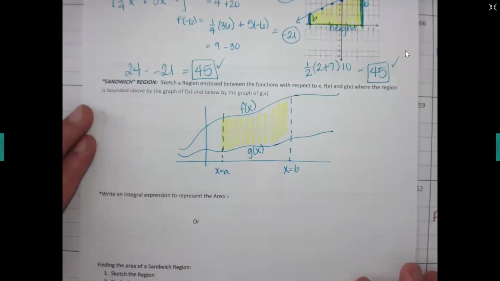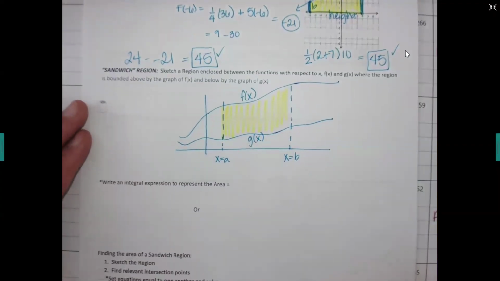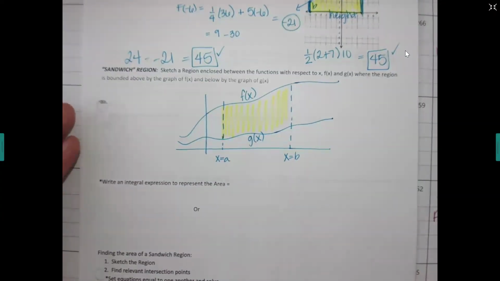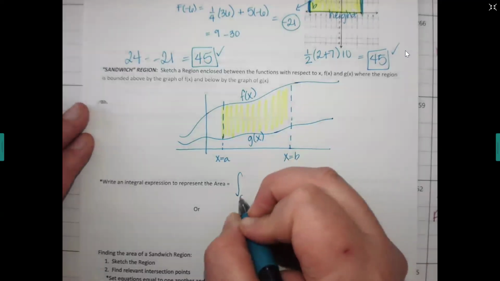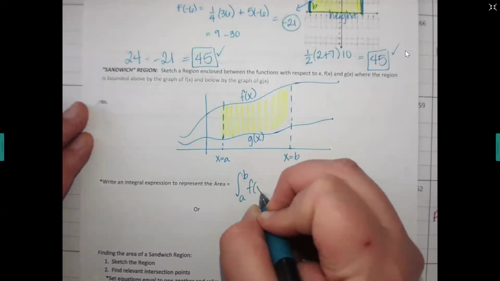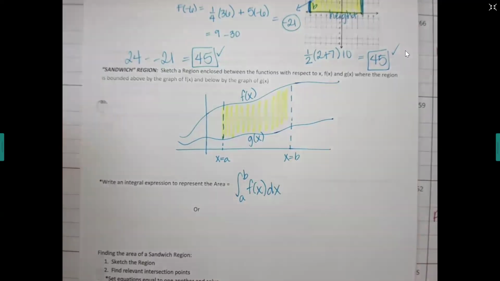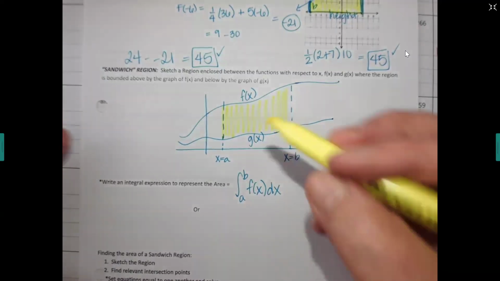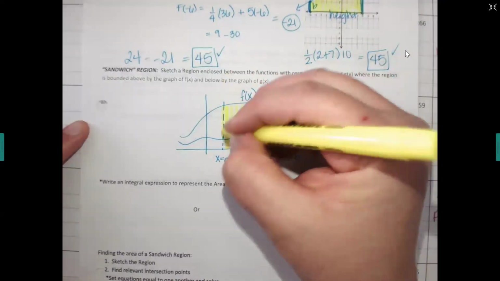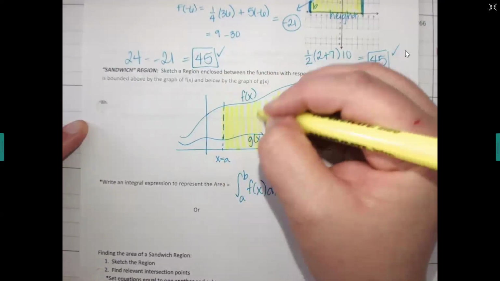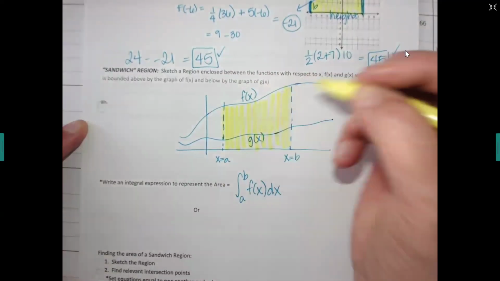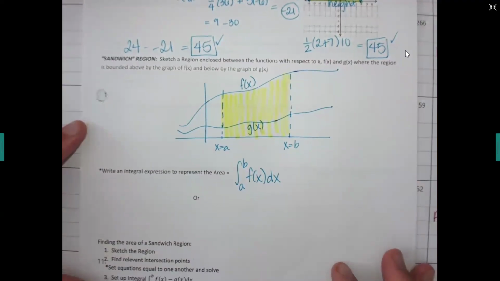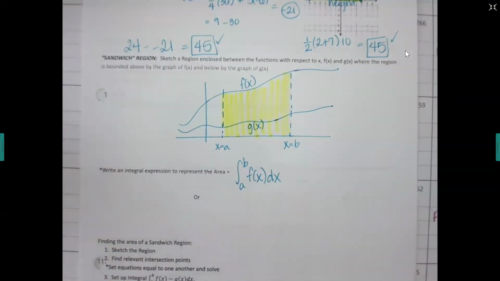Okay, the way that you would calculate the area for the yellow region is you're going to integrate f from a to b. And that would be all of this area to here. Now, is that what I want? No, that's too much, right? Because all that bottom part, I don't want to include.